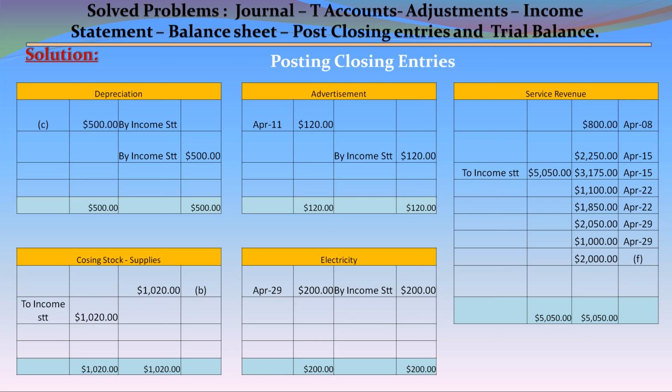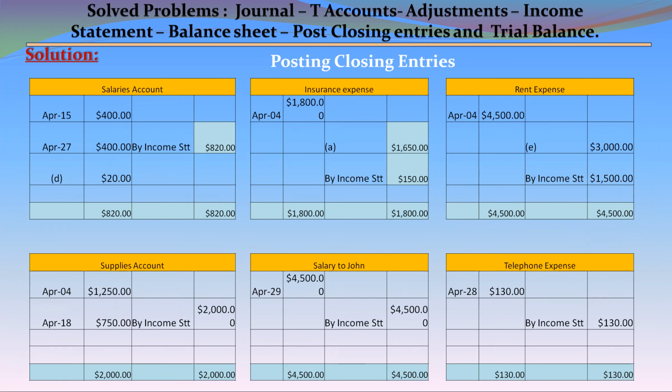Electricity. We have an expense of 200. We close this account by transferring this to income statement 200. Salaries account. We have total salary of 820. We transfer this to income statement by income statement 820. We close the account. Insurance expense. We have an expense of 1,800 total and expired is 1,650. So we transfer 150 as an insurance expense and close the account. We have a balance of 150 and we close the insurance account by transferring this to income statement 150, credit insurance expense account.